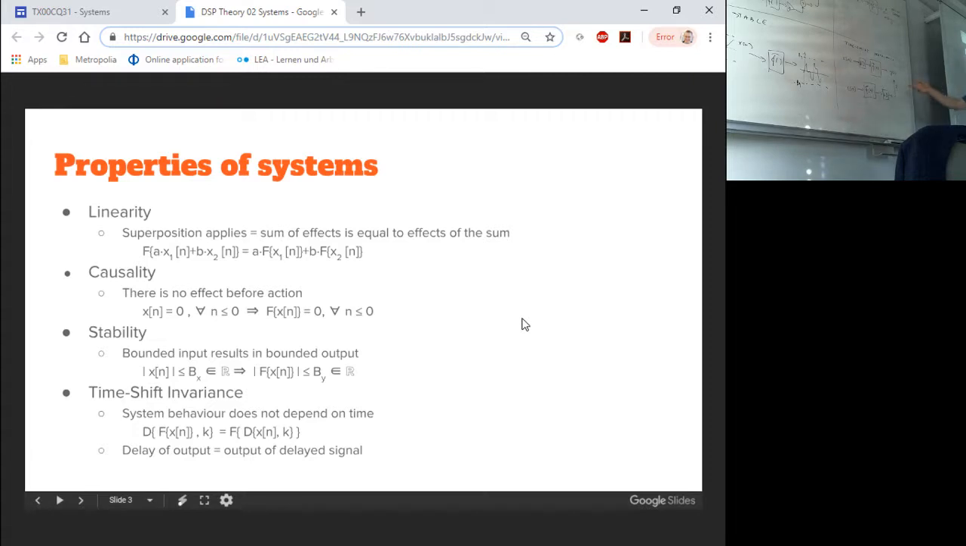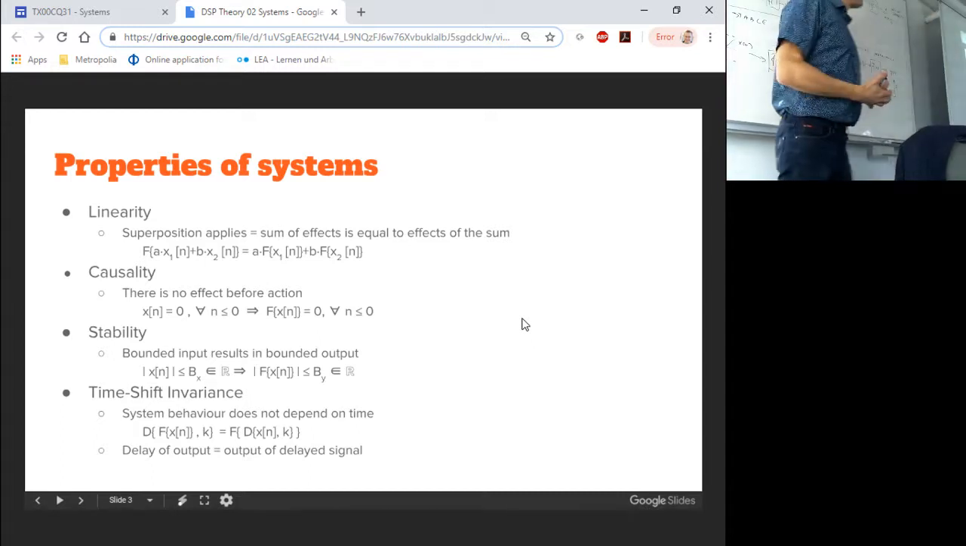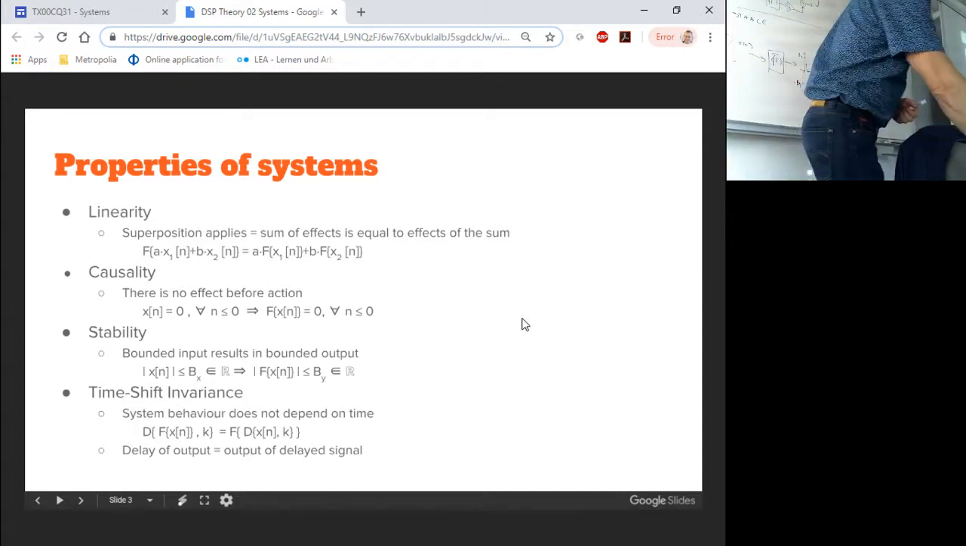And again, brute force. We can try an arbitrary signal, put an arbitrary delay on it, feed it through the system, then do the same thing: put the signal into the system and then apply the same delay, and check the outputs. Are they the same? Okay.